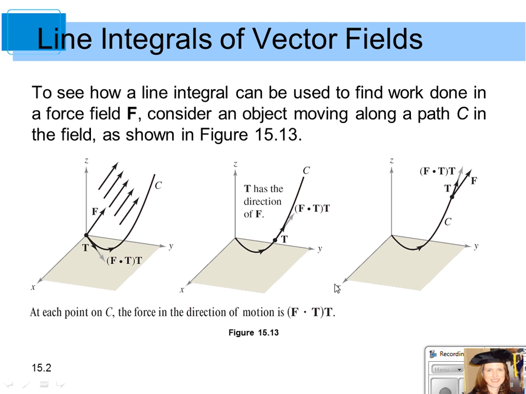To see how a line integral can be used to find work done in a force field, consider an object moving along a path C in the field as shown. So again, we're moving along this path, but there's an infinite field of vectors. At each point on C, the force in the direction of motion is equal to the dot product of F and T, where F is your vector field, T is your unit tangent vector, times that unit tangent vector.